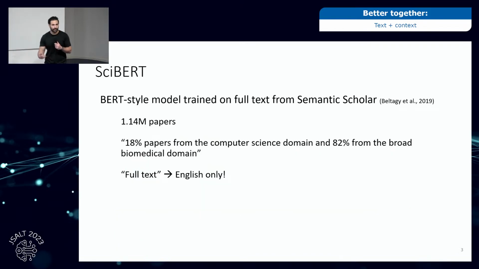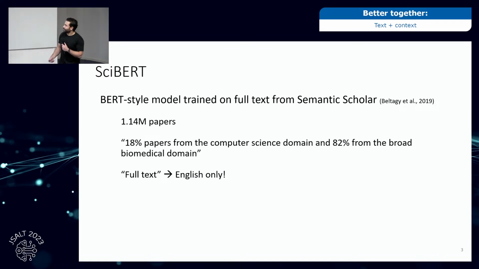If we want to encode text, we normally have to plug it into some text-based model, and a really commonly used one is BERT. It's a BERT-style model trained on full text from Semantic Scholar. The amount of training data used was around 1 million papers, described as 18% from the computer science domain and 82% from the broad biomedical domain. I want to point out that when they mention full text for scientific documents, we can read that as English only.